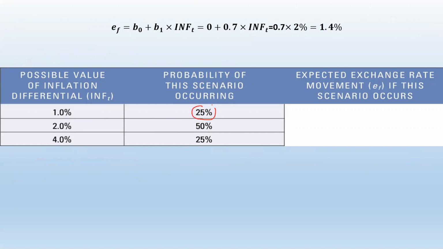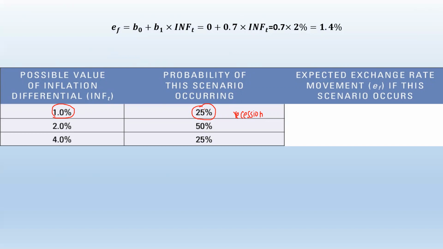So here are the possible scenarios. The first possible scenario maybe is when the economy is in recession. When the economy is in recession, the possible inflation differential of the current quarter is 1%. And the probability of the recession is 25%, which means there's a 25% probability that this quarter the economy is in recession.